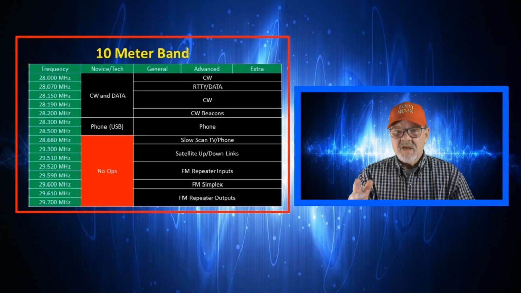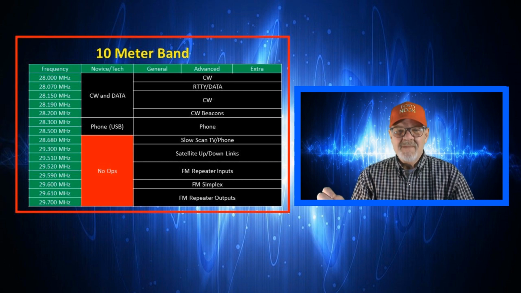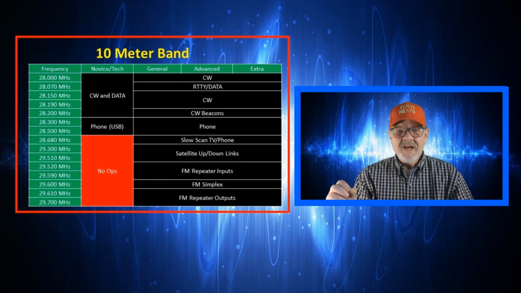Continuing, 29.3 to 29.510 has satellite up and down links, 29.520 to 29.590 are repeater inputs, 29.60 is FM simplex, and 29.610 to 29.7 are repeater outputs.